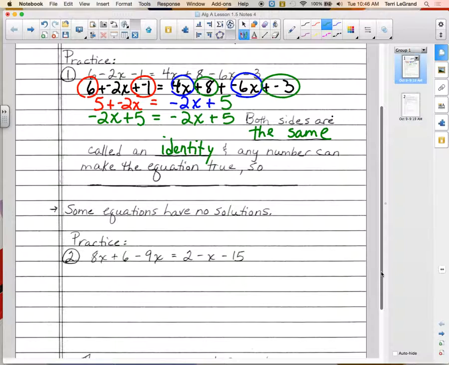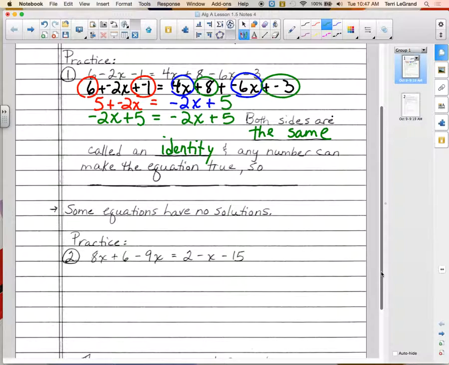Negative 2 times 7 is negative 14. Negative 14 plus 5 is negative 9. Well, if we did that over here, wouldn't we get the same thing? Negative 9 equals negative 9? Sorry, Devontae, that one works.